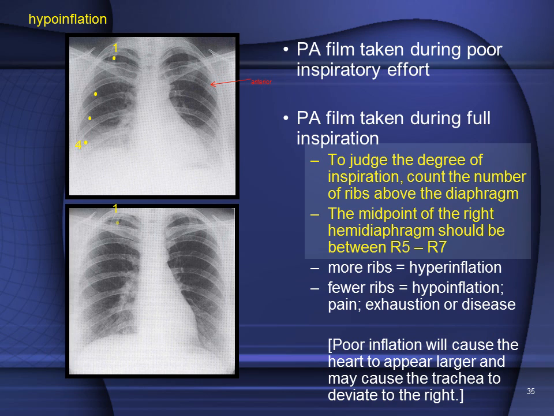If we look at the film below, we have 1, 2, 3, 4, 5 ribs and part of 6 that are at the midpoint of the right hemidiaphragm. Okay? So the patient is adequately or normally inflated. So we have a normal inspiration. And look at how the cardiac silhouette has changed shape. It's more elongated and it's not as wide.